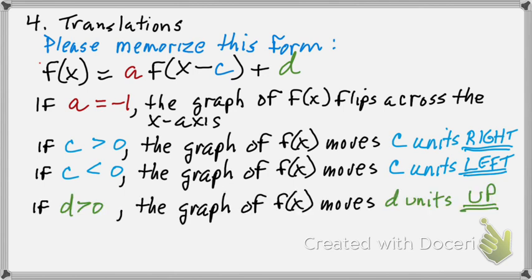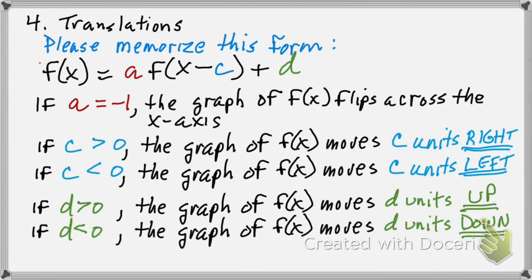Look at D out there. Now, where the C number governs the left or right slide, the D number governs the up and down slide. So if D is bigger than 0, the graph slides up. If it's less than 0, the graph slides down.